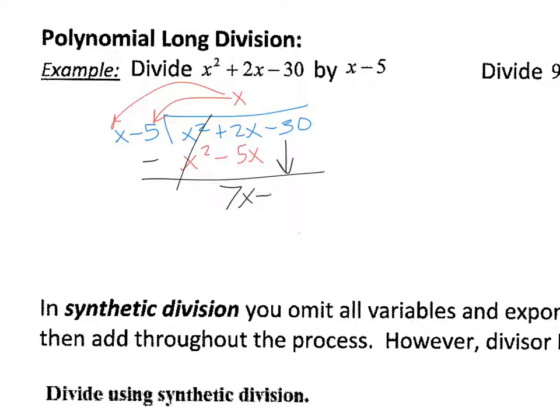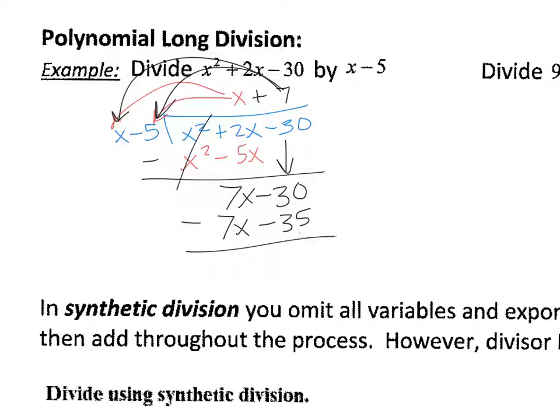Bring down the -30. Now you're going to see x times what is 7x. Well, that's 7, so I write plus 7 above the constant term. Now I'm going to multiply 7 times x, and 7 times -5. So I have 7x minus 35. Then I subtract them. These cancel out, so -30 minus -35 is positive 5. This is my remainder. So this means that this is not a factor because I have a remainder.